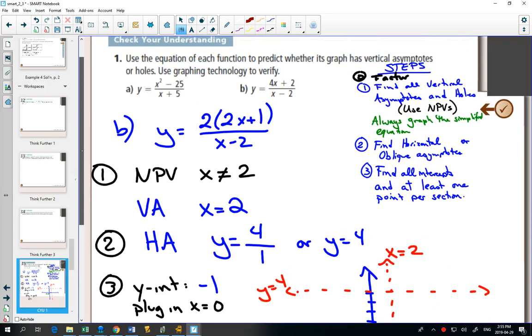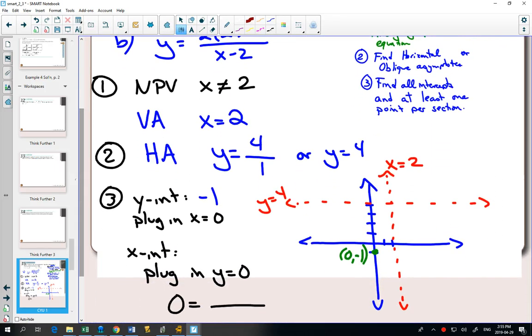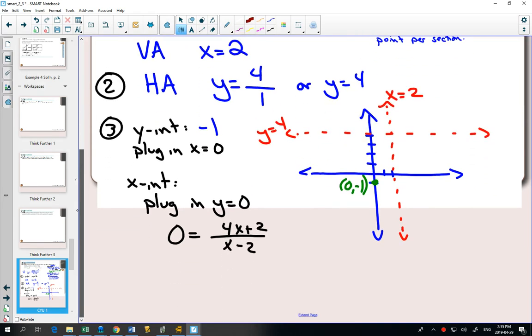0 equals 4x plus 2 over x minus 2. You can plug it into the original, or you can plug it into the factored one, and normally I would plug it into the factored one. Now with rational equations, when you plug in 0 for y, you're basically asking yourself the question, when is a fraction equal to 0?